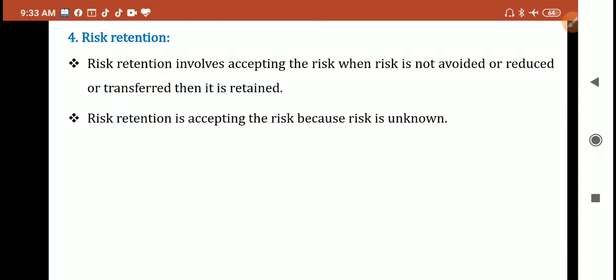Risk retention is accepting the risk because the risk is unknown. In what circumstances will the business organization or individuals retain the risk? In the time when the risk is unknown. If you are not able to find out what the exact risk is, then definitely you have to retain that risk and accept that risk.